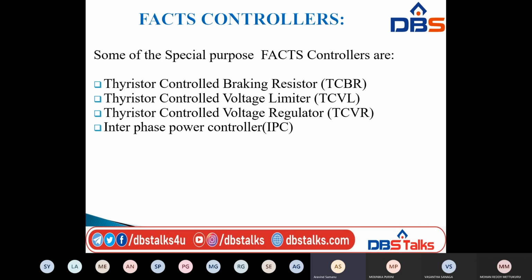First one is the thyristor controlled braking resistor, shortly we will call it TCBR. The next one is the thyristor controlled voltage limiter, shortly TCVL. The next one is the thyristor controlled voltage regulator, that is TCVR. And the next one is the interphase power controller, that is IPC. These are some of the special purpose FACTS controllers we are going to use.